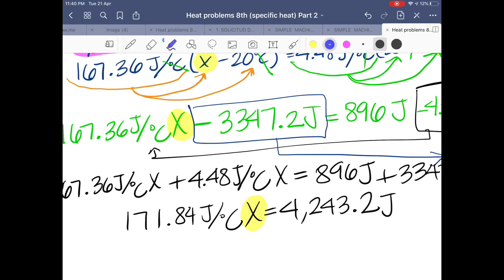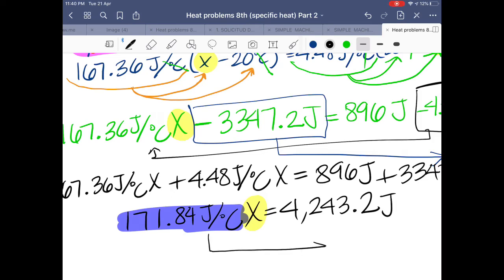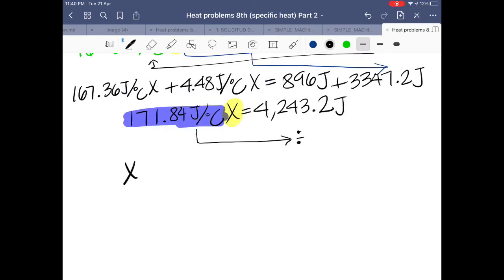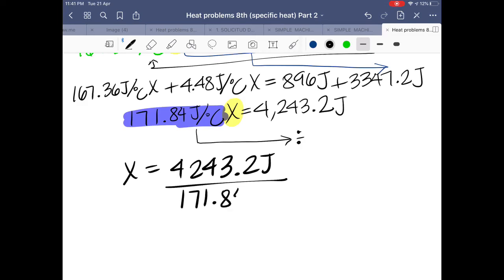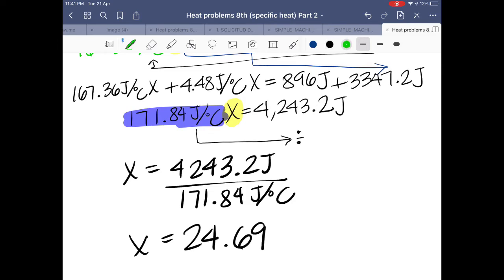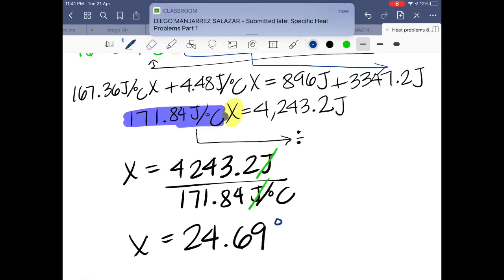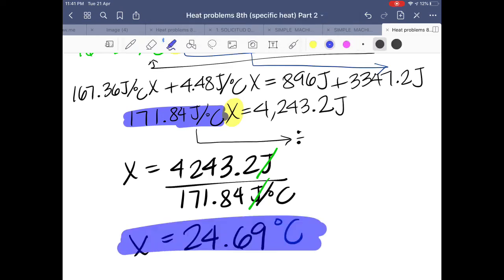So, it means that this part right here, I'm passing it to the other side. How? Dividing. So I have x, which is temperature 2, equals 4,243.2 joules divided by 171.84 joules over degrees Celsius. Your answer is 24.69. You cancel joules with joules, and your answer will be given with degree Celsius. And this is your answer for temperature 2.